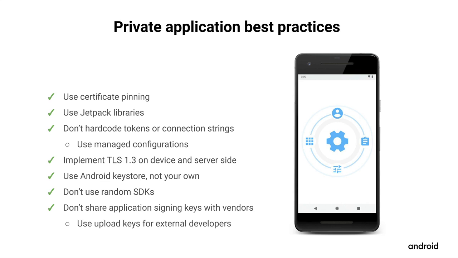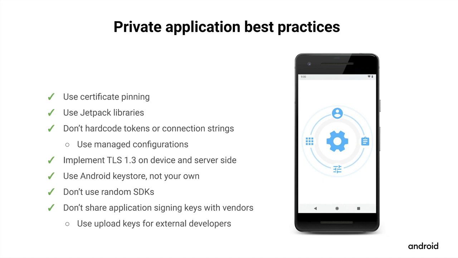Six, try not to use random SDKs. If you must, use ones that you know or that you trust from reputable sources. We often find that developers use SDKs to get a job done. However, many SDKs that they find out on the internet or from even vendors have vulnerabilities.